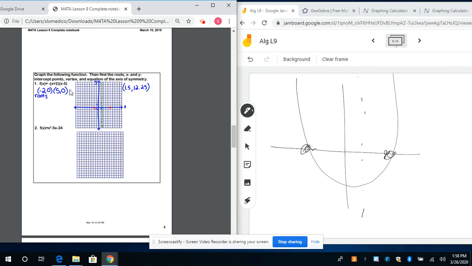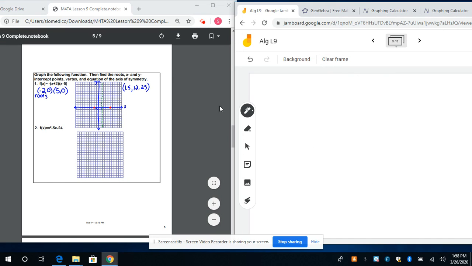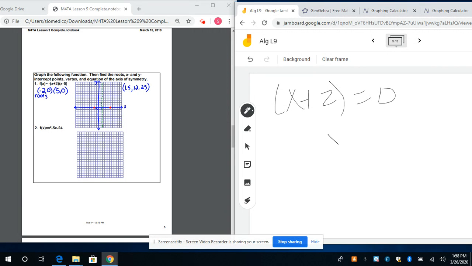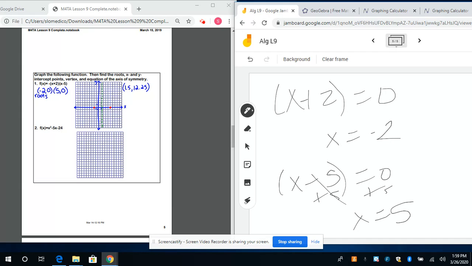Okay, so looking at the problems to do together, number 1, we have negative (x plus 2)(x minus 5). So if we solve for each root, if we have x plus 2 equal to 0, so x is negative 2. We have x minus 5 equals 0, add 5 to both sides. So x equals 5. Those are my roots, or my solutions, my zeros, plotted in red on my graph. And then I have to find my vertex or axis of symmetry.